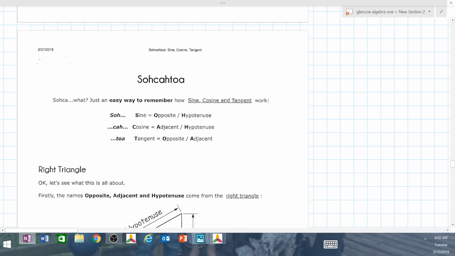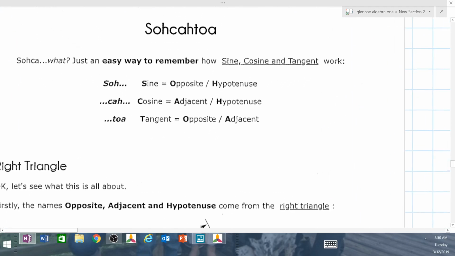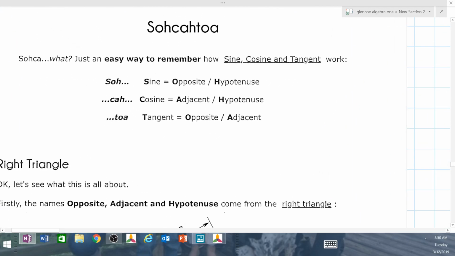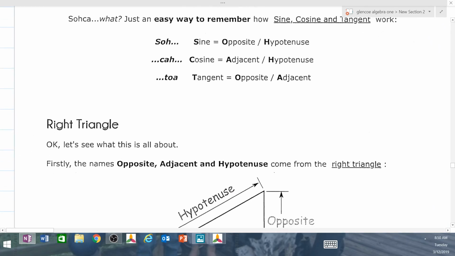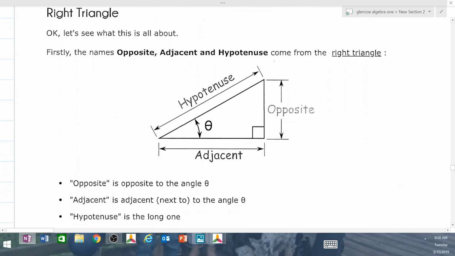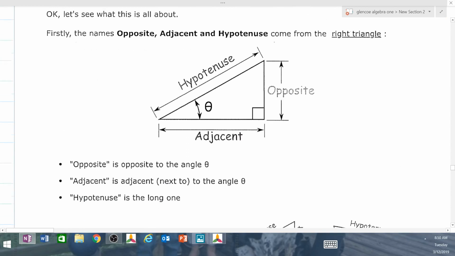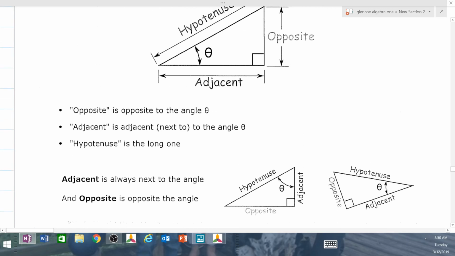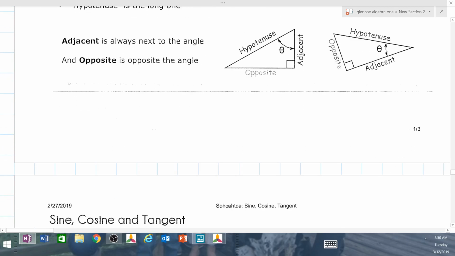All right. So, just an easy way to remember sine, cosine, and tangent. SOH, sine, opposite over hypotenuse. CAH, cosine, adjacent over hypotenuse. TOA, tangent, opposite over adjacent. Okay, so let's see again what this is all about. Remember, the hypotenuse is always the slanted side, it's always the longest side, and it's always the side opposite the right angle. This is a good way to help you remember adjacent and opposite.